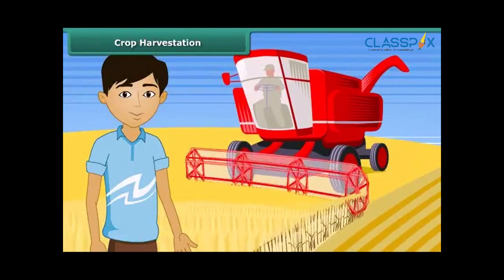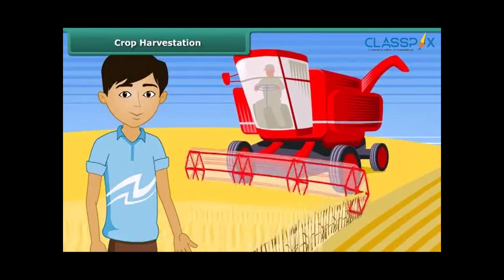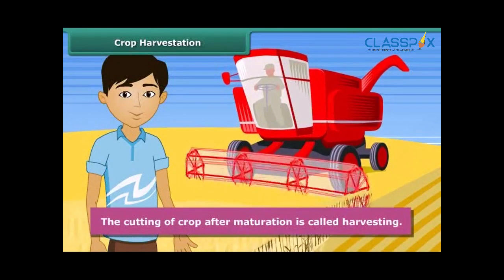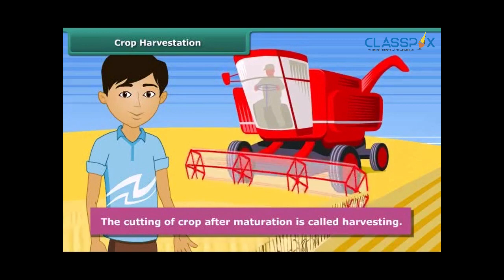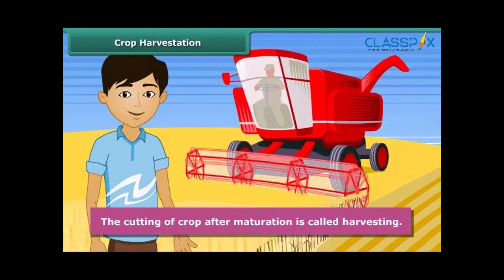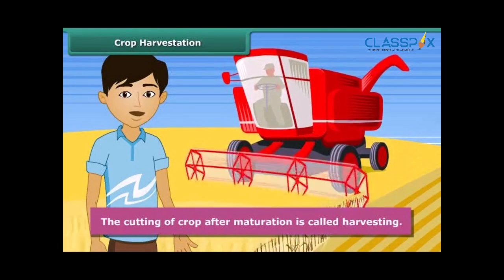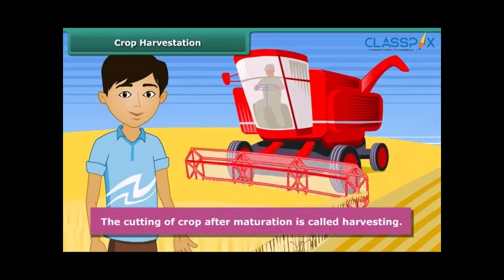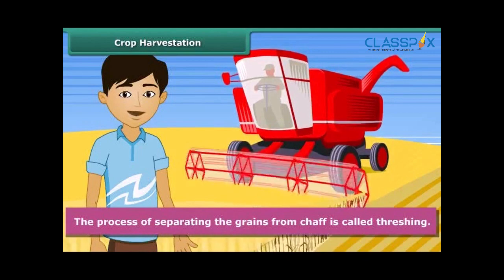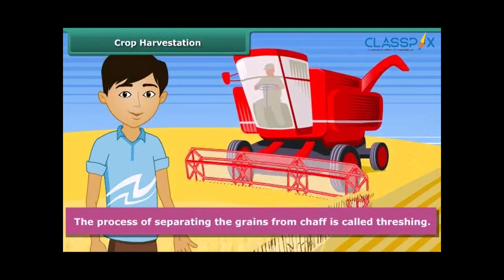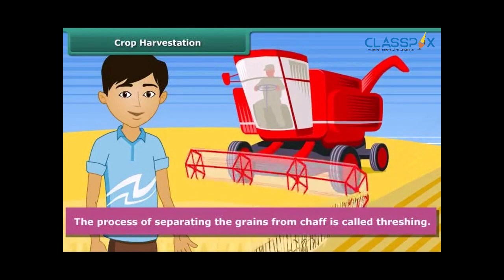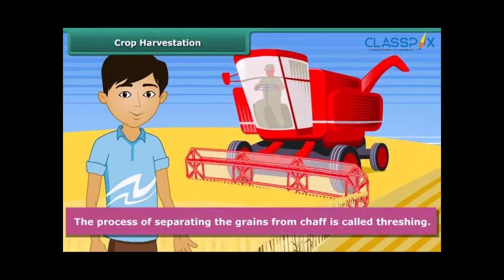Friends, what do you think the farmers do after the crop is mature? Yes, he cuts the crop. This process is called harvesting, and it is an important task. Now let us know how the harvesting is done. In the harvesting process, crops are pulled out or cut close to the ground by using a sickle or a machine called a harvester. After this, the grain seeds are separated from the chaff. This process is called threshing. This is carried out with the help of a machine called a combine, which is in fact a combined harvester and a thresher.